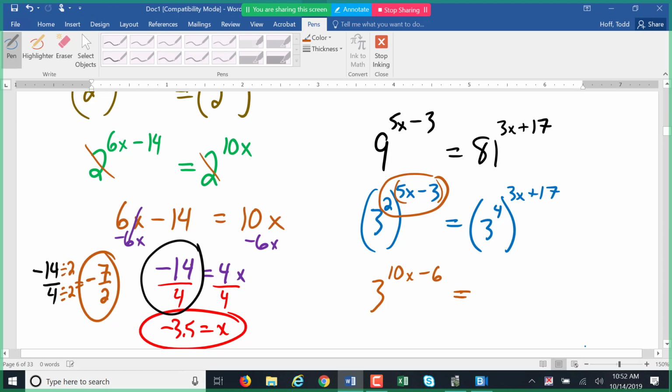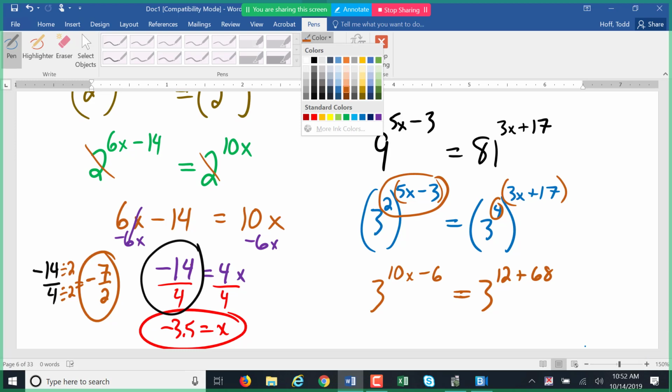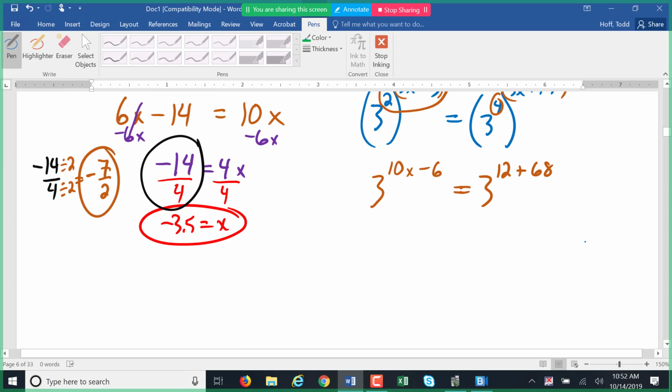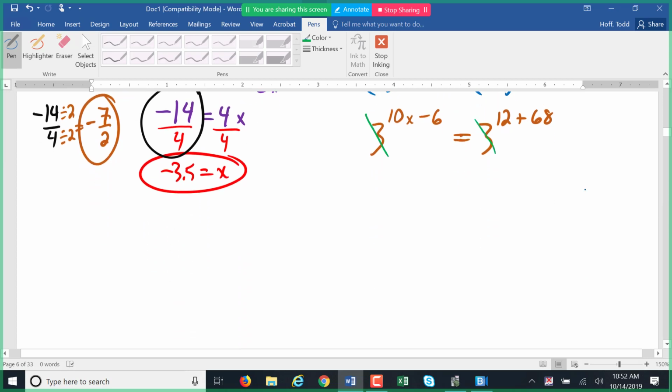Distribute the 2 just like I would in a polynomial. On the other side here, I'm going to multiply the 4 times the 3x plus 17. So that's 12x plus 68. So now again, I've written two exponentials where they have the same base. So that means the exponents must be equal. So the 3's are gone. We have 10x minus 6 equals 12x, I forgot my x there, plus 68.